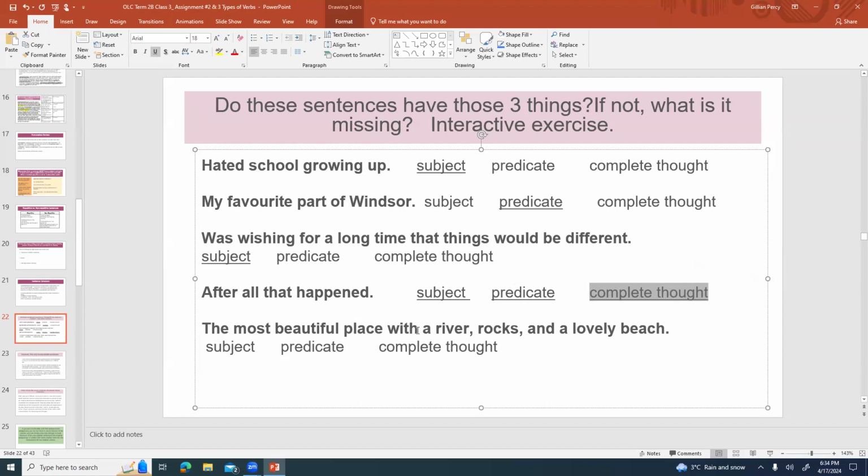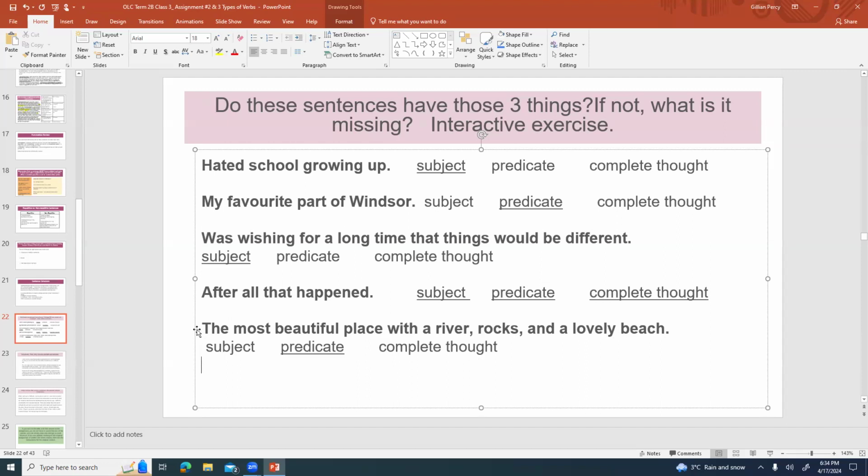The most beautiful place with a river, rocks, and a lovely beach. Okay, this is so close to a sentence that a lot of people might tell me it is a sentence, but you know what it's missing? There's no verb, right? It sounds like I'm about to say something. The most beautiful place with a river, rocks, and a beach.